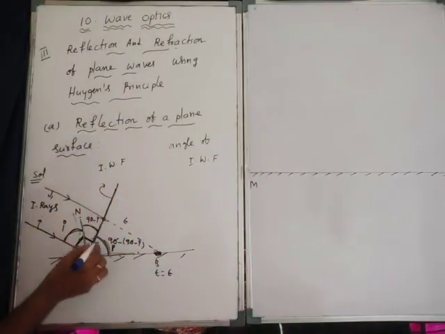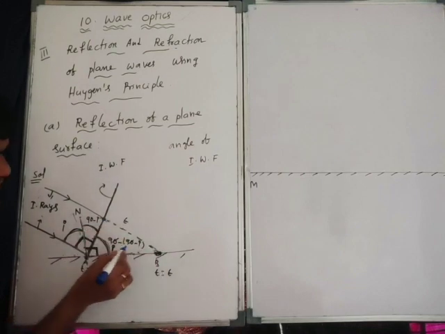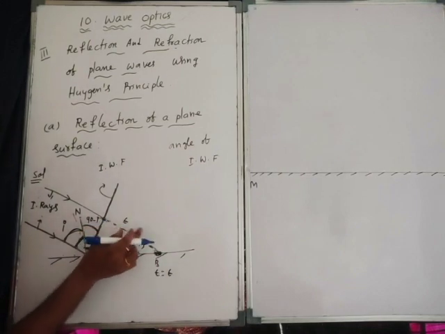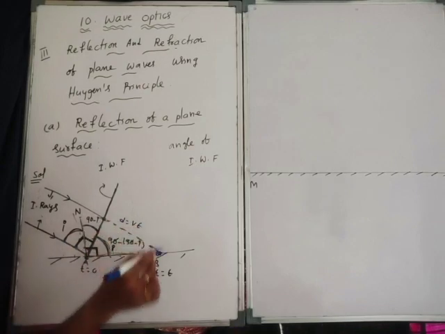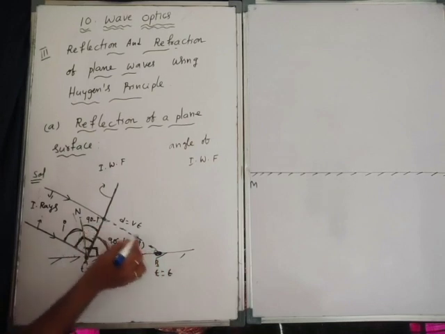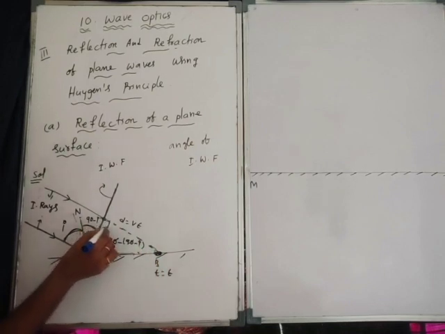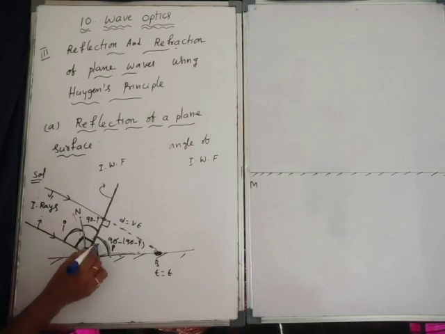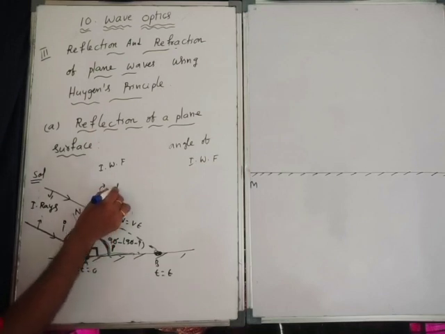Now the distance from here to here, after t seconds, will be distance d equal to v into t. So the distance from here to here is v into t. This angle is 90 degrees, so this angle is i only. Right.